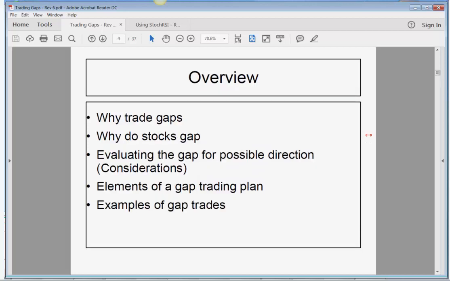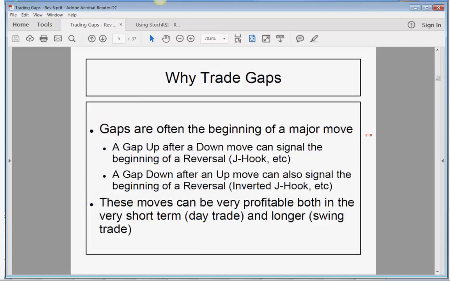Why do trade gaps? I'm going to cover why do stocks gap, evaluating them for possible direction, some considerations there, some elements inside that trading plan or one that I have, and some examples. We'll go over several examples of gap trades and then some recent ones.